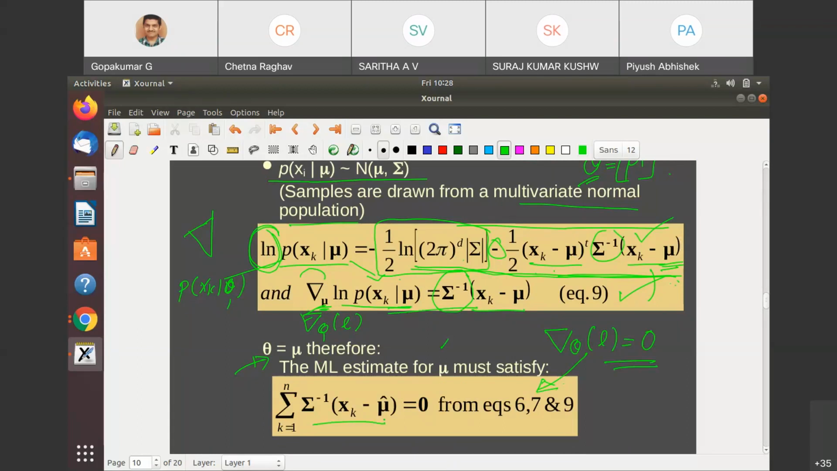But before that, we know that this is just for one sample that we have seen here. So now, sum over k equal to 1 to n of sigma inverse into xk minus mu cap. Here we write mu cap, because whatever solution we get from this equation is the optimum or best value. That best value we have already represented as theta cap, but here we have mu cap, because theta is equal to mu. That is the way we can write this equation.